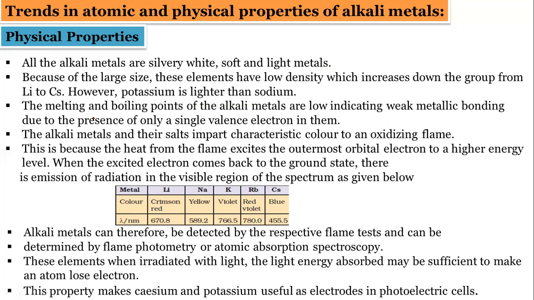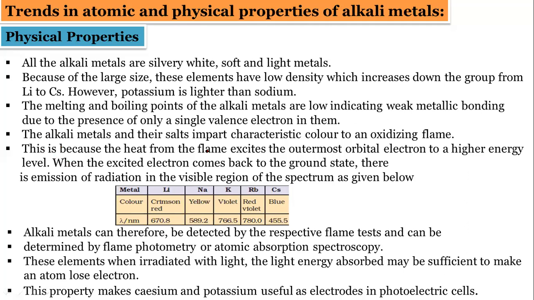The melting and boiling points of these alkali metals are low, which indicates weak metallic bonding due to the presence of only a single electron in them. The alkali metals and their salts impart a characteristic color to a flame. This is because the heat from the flame excites the outermost electron, which is present in that orbital, to a higher energy level.